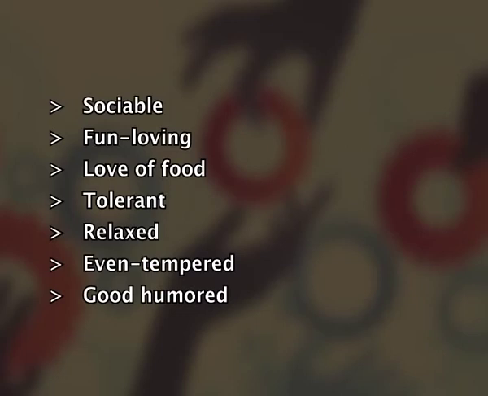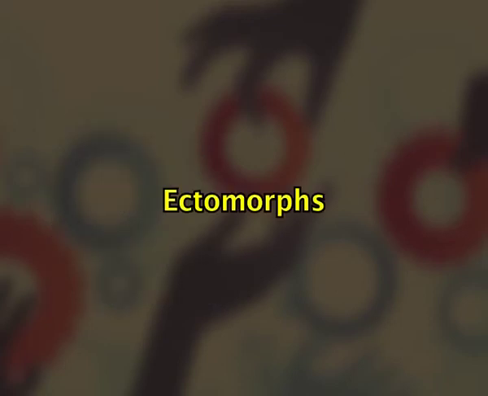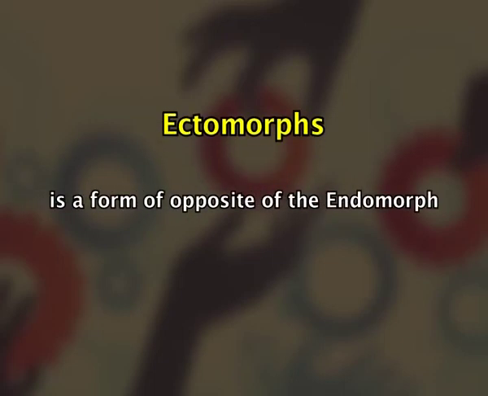Psychologically, these people are sociable, fun-loving, lovers of food, tolerant, relaxed, even-tempered, good-humored, with a love of comfort and a need for affection. The second form of personality as far as Sheldon is concerned is the ectomorph. The ectomorph is the opposite of the endomorph.